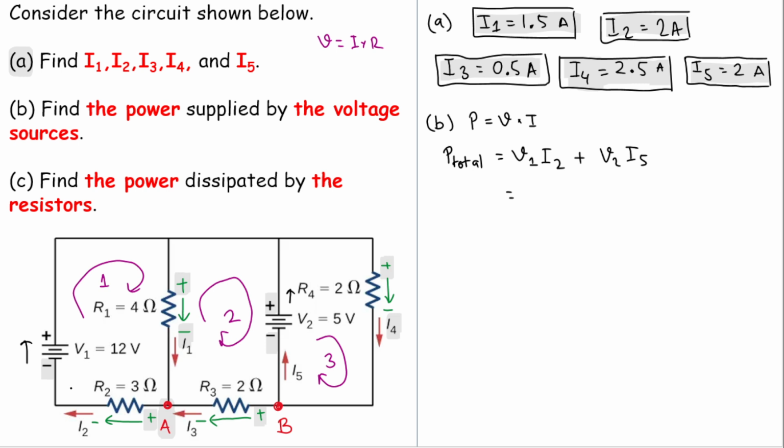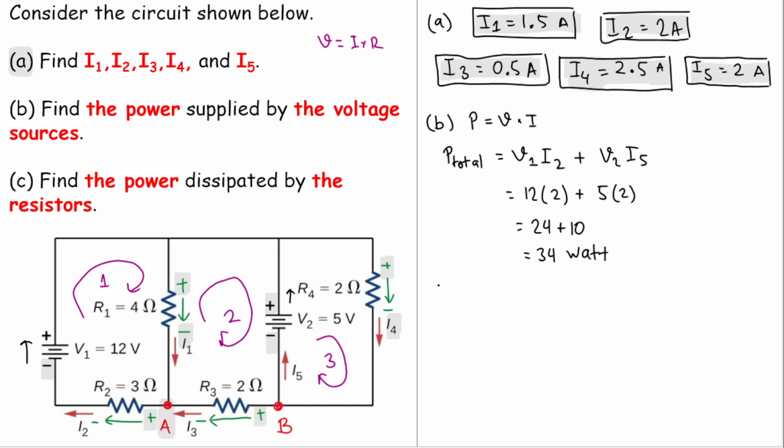And we can just plug in the numbers. So we will have V1 is 12 volt, and then I2 is 2 ampere, and then we will have V2, which is 5, and then I5 is 2. So we'll have this one here. So we will have 24 plus 10, and that will be 34. And the unit here is watt.